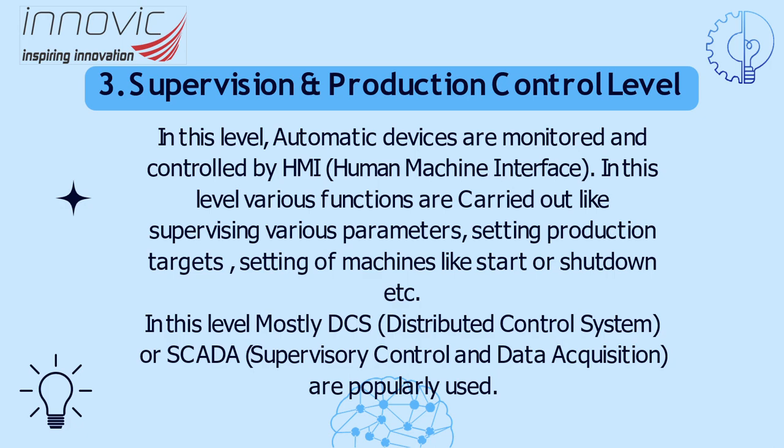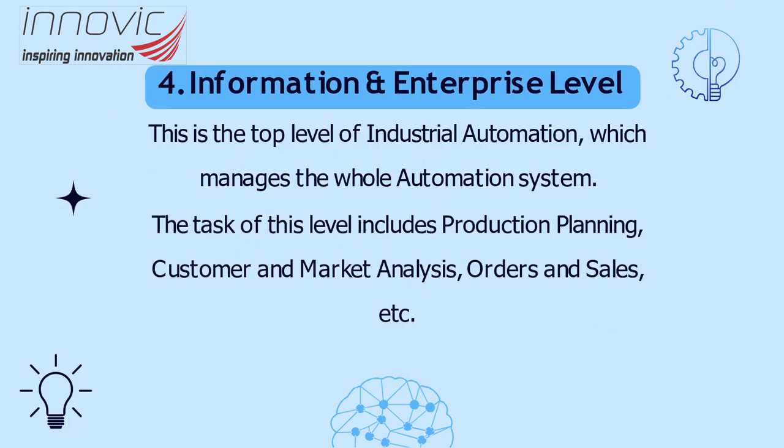This is done by SCADA, the Supervisory Control and Data Acquisition. You can visualize the whole process, like alarms, it can generate reports, run batches and control the operator section through the audit trail. Now the fourth level, that is the information and enterprise level. This level is used for planning and operations in a plant.